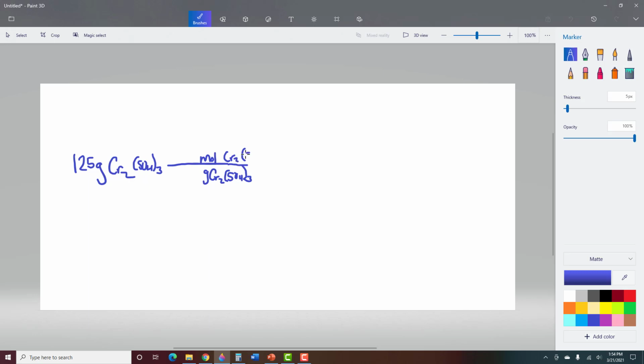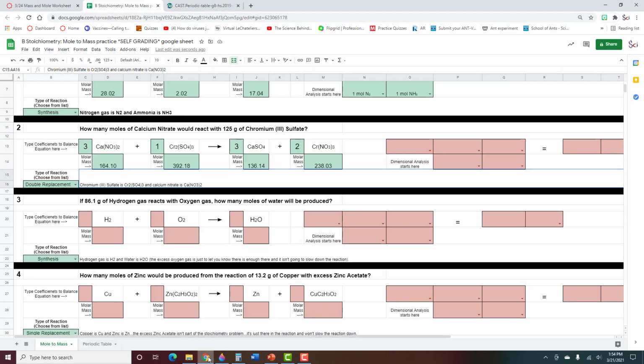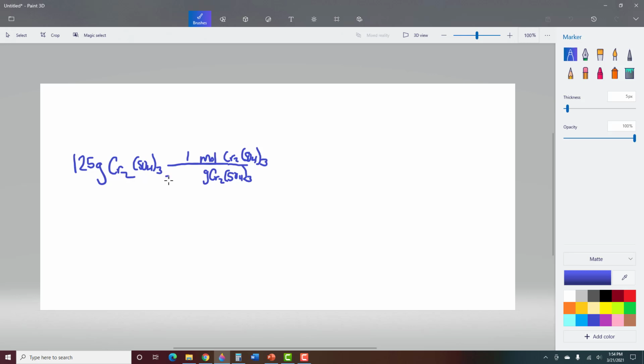Cr2(SO4)3. Moles is always 1 when paired with grams, and then the mass, we already found it. So Cr2(SO4)3 is 392.18. Alright, second, take your starting unit and put it on the bottom. So this would be moles of Cr2(SO4)3.